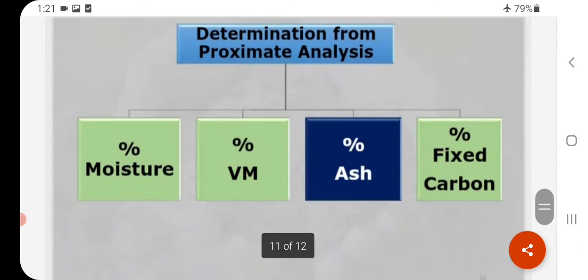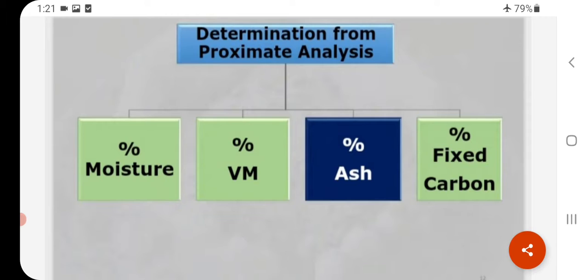Next, percentage of ash. Take the residue coal from above, heat and burn it in an open crucible at above 750 degrees Celsius for half an hour. The coal gets burned. The ash left in the crucible is cooled in a desiccator and weighed. Formula of ash percentage is equal to weight of ash divided by weight of coal sample into 100.